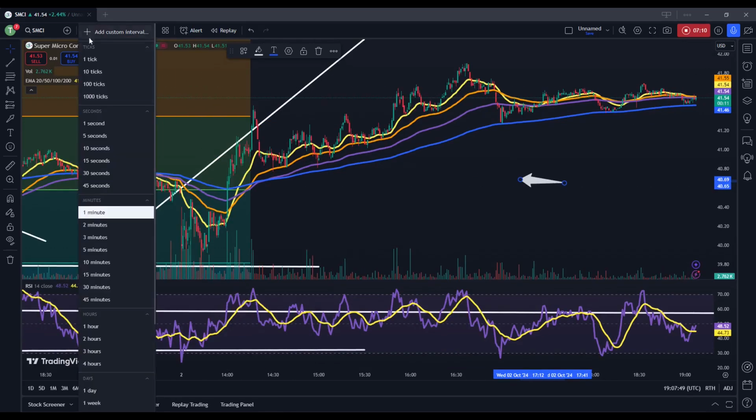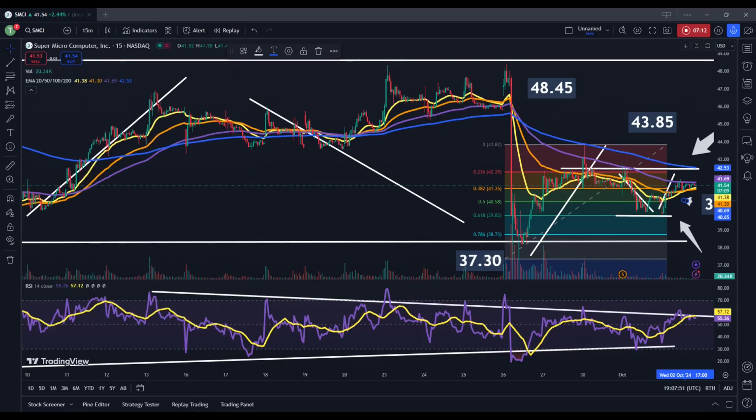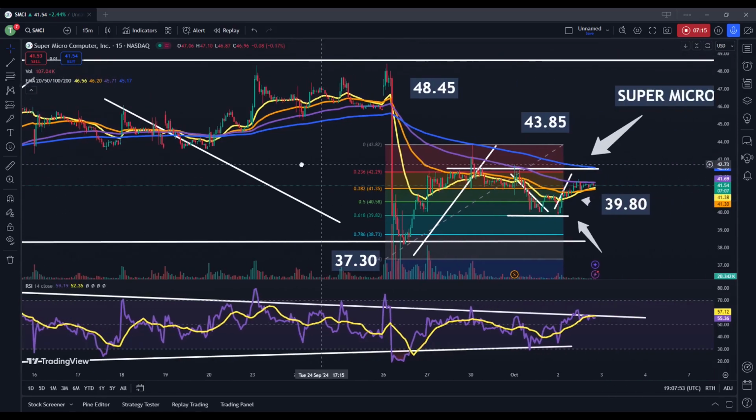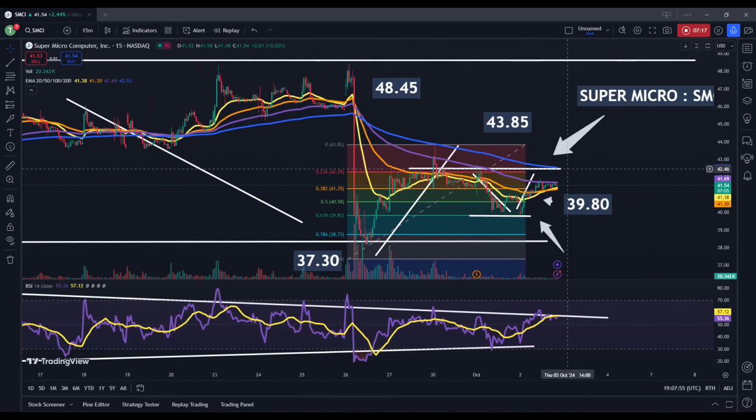So overall, these are the main price levels that I'm watching. And really, what we're looking for here would be a break of that 42.50 area. Because if we do see a break above that, then I do think that this spike high at 43.85 would then come under pressure relatively soon. So here's the current stock market update for Super Micro Computer Incorporated, stock ticker SMCI.